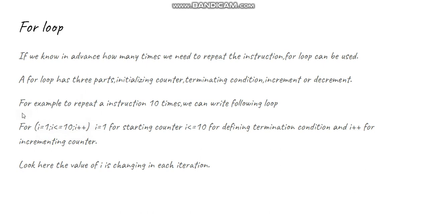Here you can see the for loop is using a counter which runs for 10 times. In each iteration, the value of i is changing from 1 to another value. The next value will be 2, then 3, then 4. So that value will change in each iteration.